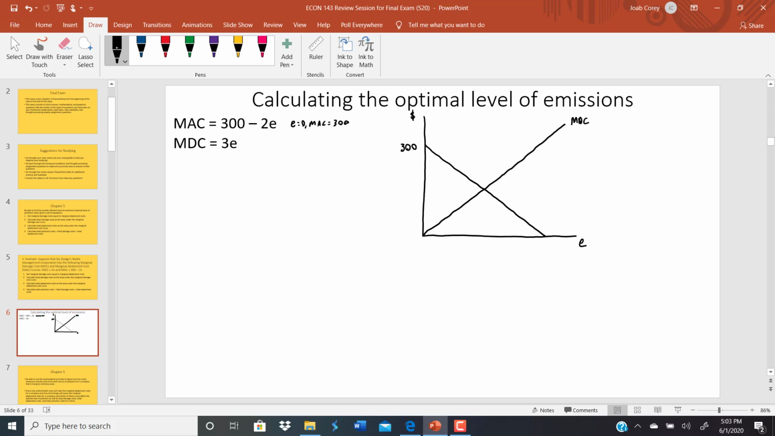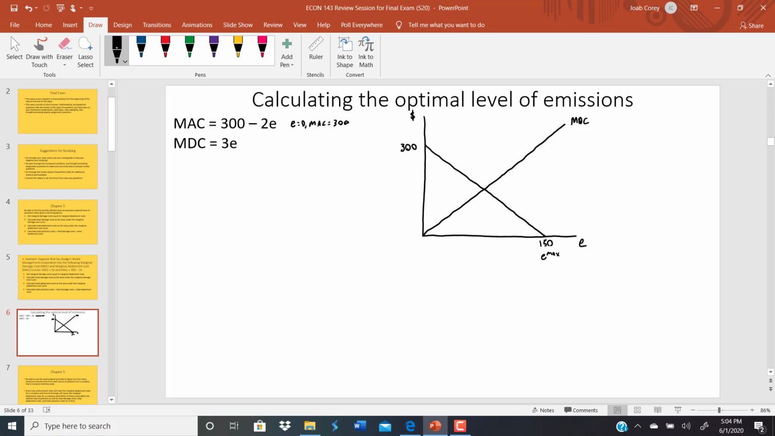Maybe hitting the x-axis somewhere around there. We can actually figure out where it hits that x-axis by setting MAC equal to 0 and solving for E. If you do that, 2E is going to be equal to 300, or E is going to be equal to 150. Remember, that is the maximum amount of emissions that this firm is going to create if unregulated.